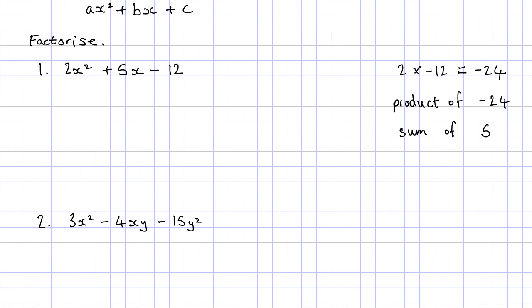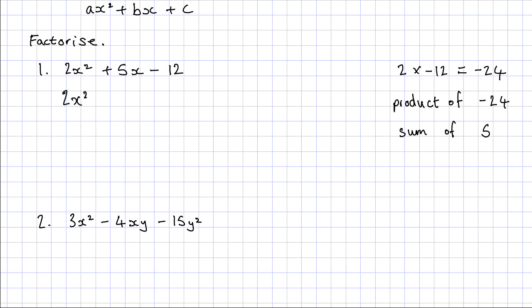Now there's lots of numbers that have a product of minus 24. For example, I can have minus 12 times 2, 6 times minus 4, and 8 times 3, or 8 times minus 3. Now, the one that gives me a sum of 5 is 8 times minus 3. So 8 times minus 3 is minus 24, and 8 take away 3 is 5. So I need to now rewrite this.